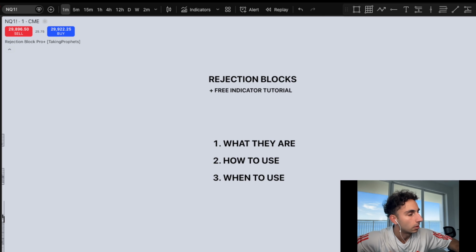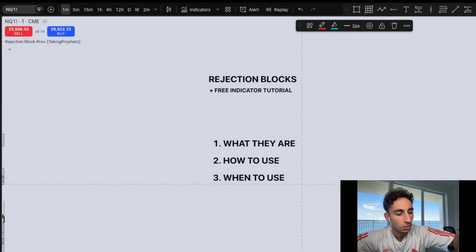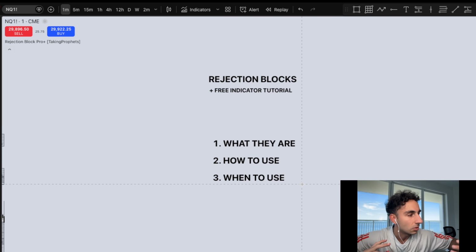More specifically, we're going to go over when to use it, because a couple of people, when they first learn rejection blocks, start to just use every rejection block. You have to understand there's a time and a place for every concept. It's not always going to work. Rejection blocks are not 100% accuracy.